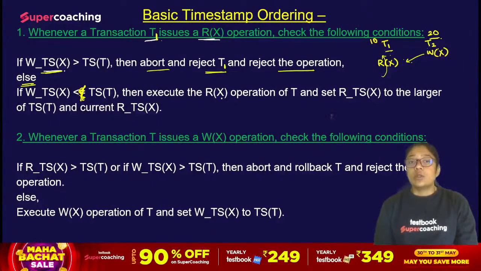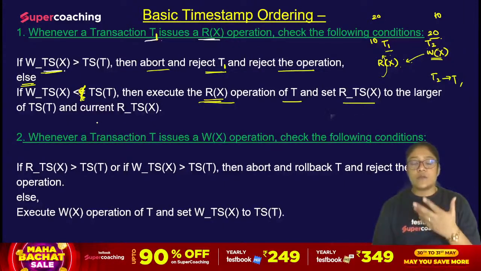Okay, so if this timestamp value is small, that is 10, and this is 20, then definitely T2 to T1 is allowed. Then execute the read operation on T and update the read timestamp value to the greater value. If a read timestamp value already exists, compare both. If this is the younger transaction, then update the read timestamp value. Other cases.